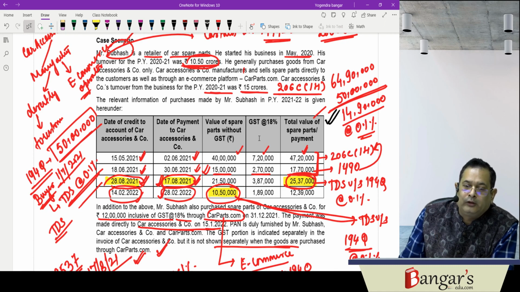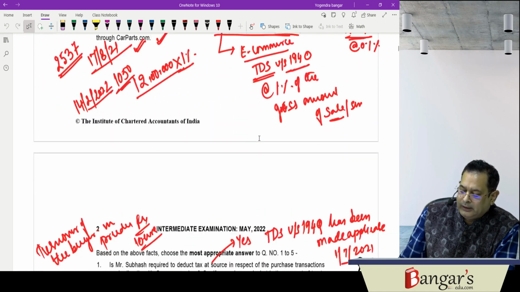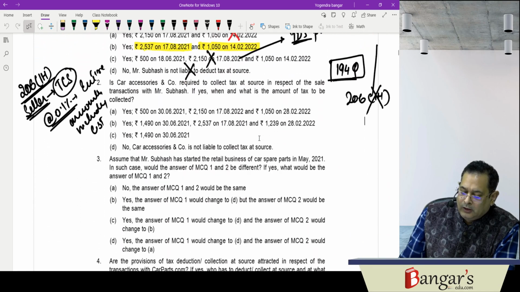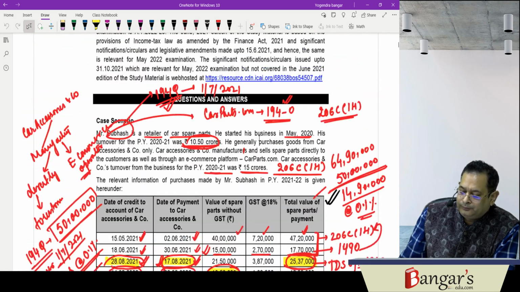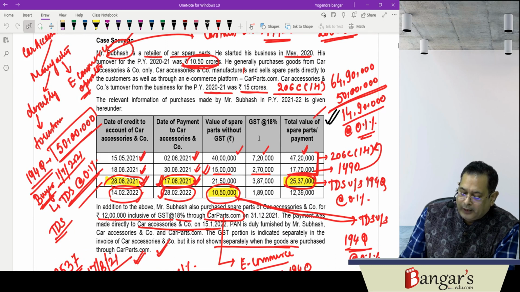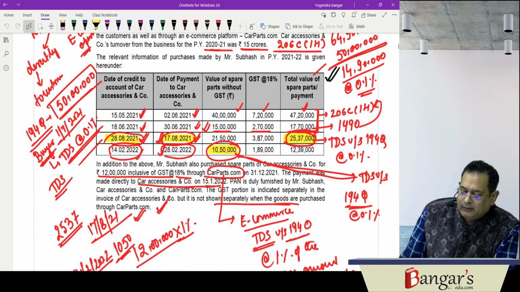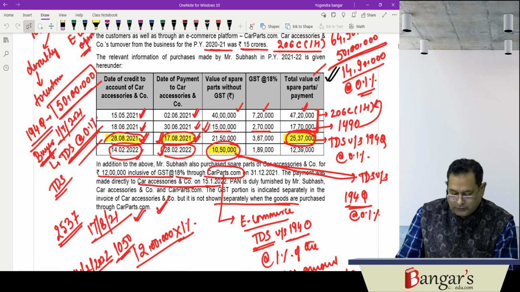Here, including the GST amount, that 50 lakhs limit will be counted, and over 50 lakh rupees, tax will be collected at source. So what will the answer be? It will be 1490 here at the time of making payment. The tax is debited to the account of the buyer. Basically, it is here under section 206C1H, the tax is required to be collected at source.